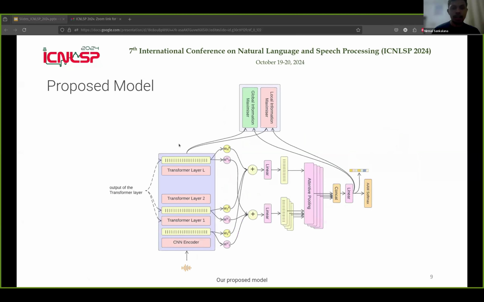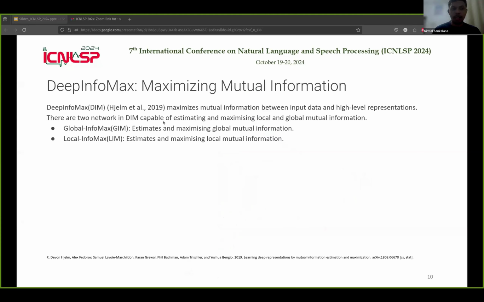In our research, we introduced a regularization mechanism to maximize the mutual information of the final feature map of this ASR transformer and the final speaker embedding. This discriminator estimates and maximizes the mutual information, and we use two specific discriminators called local Infomax and global Infomax. Deep Infomax introduced these local and global information maximizers.